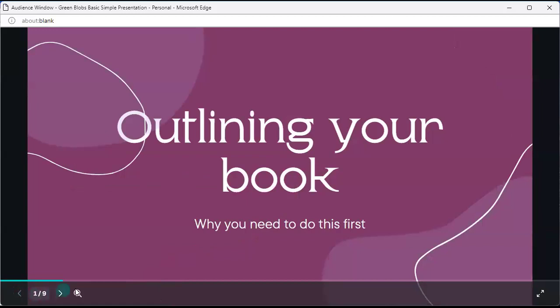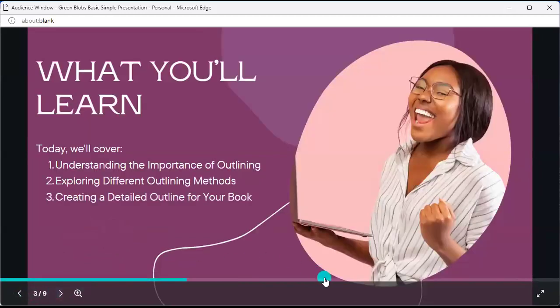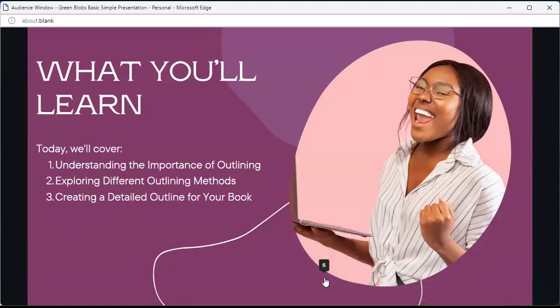All right, outlining your book, why you need to do this. What you'll learn today is understanding the importance of outlining, exploring different outlining methods, and creating a detailed outline for your book. So welcome, aspiring authors, to creating your blueprint, the art of book outlining. And I'm thrilled you're with me as I guide you through the intricate process of outlining a book today.